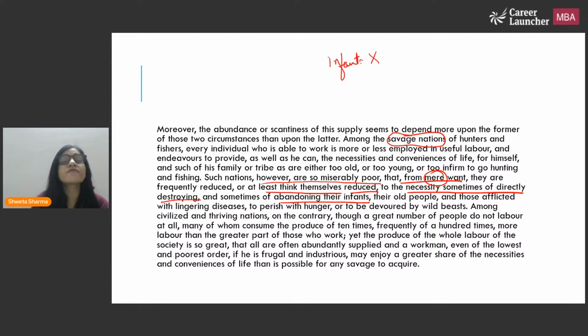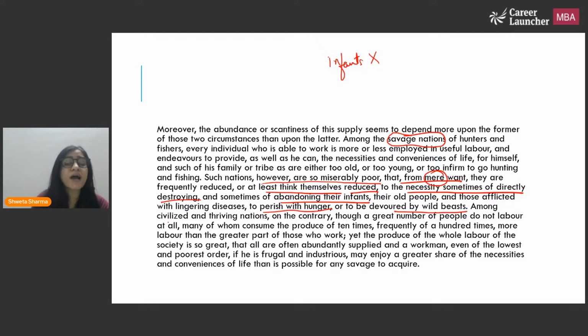They destroy the infants. They leave the old diseased people to linger around, to perish with hunger, or be devoured by wild beasts, so that the wild beasts can eat them. They get consumed by the disease. They become victims of certain problems. They just perish with hunger.